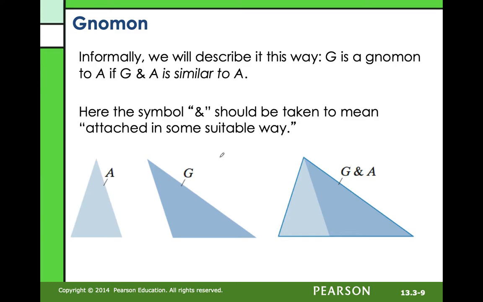G is a gnomon to A if G and A together are similar to A. So if you think about here, we've got this symbol A. If we attach G to A, as you see over here, then what we're saying is that this first figure, figure A, is similar to this figure, G and A. In other words, this angle is proportional to this angle, your two base angles are proportional to these two angles here, and obviously the sides are also proportional, so that this side is proportional to this side, and so on and so forth.